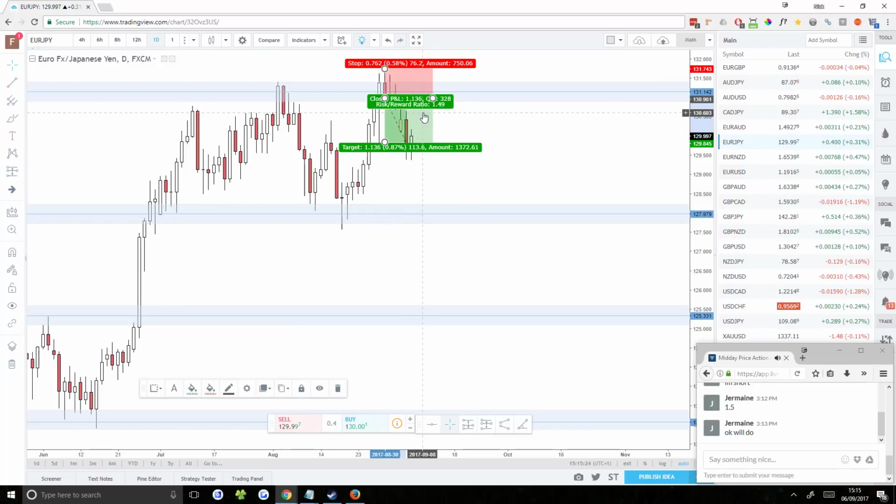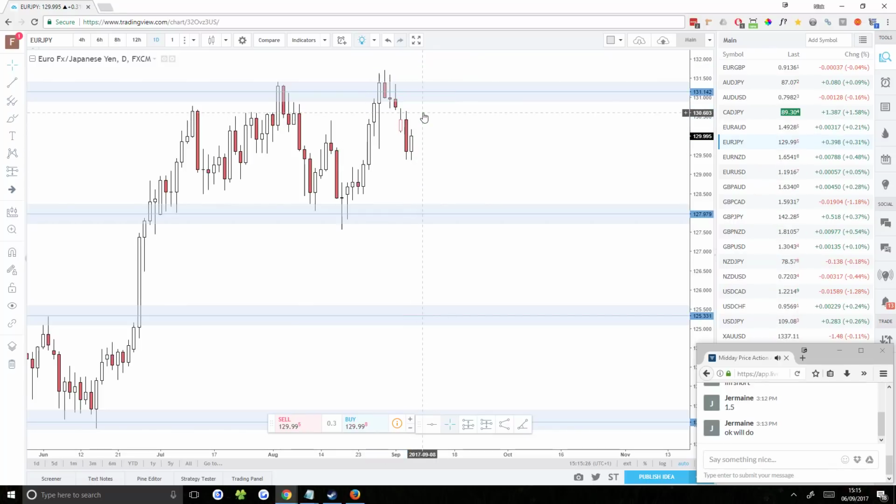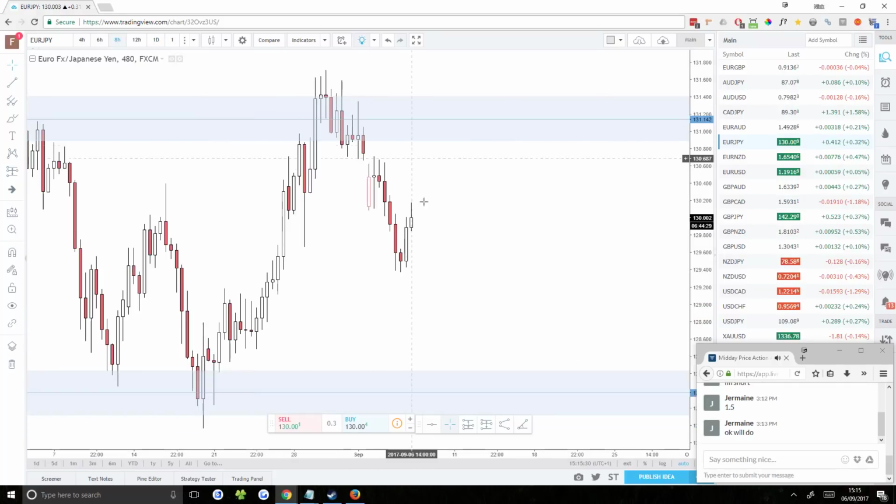All right, AUDJPY. Dropped a little bit lower than my exit from yesterday, and now it's turning around. For anyone who's still short on this, there's nothing to say that it's not going to continue down right now. Just because you got two bullish candles here, that doesn't invalidate this whole bearish trend.